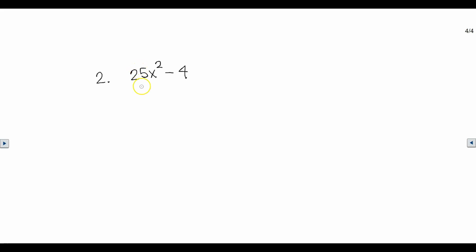Well, first of all, is it a binomial? Yes, I have 25x squared and negative 4 as my 2 terms. Does it have subtraction? Yes. Are these perfect squares? Well, for 25x squared, is there something I can multiply times itself to get it? Sure, I can do 5x times itself and get that 25x squared. For 4, is there something I could multiply by itself to get it? 2 times 2.